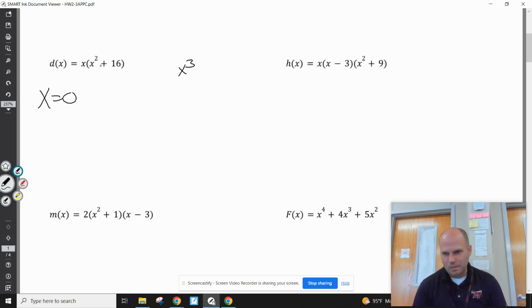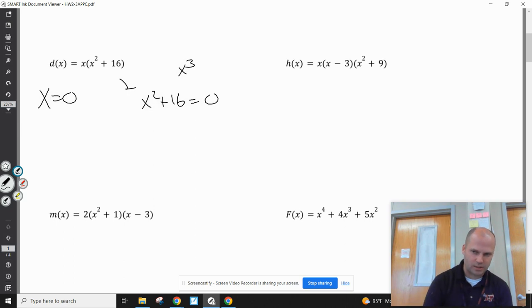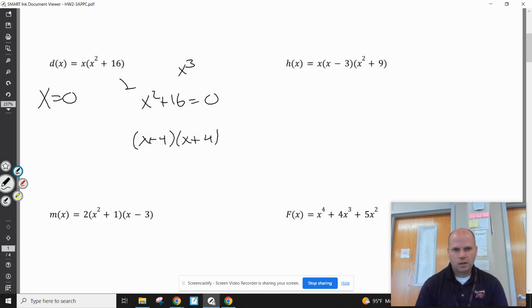My second root, we can't factor x squared plus 16. Remember, x squared plus 16 is not x plus 4 times x plus 4. X plus 4 times x plus 4 is x squared plus 8x plus 16. X squared plus 16 can factor, but it's using imaginary roots.